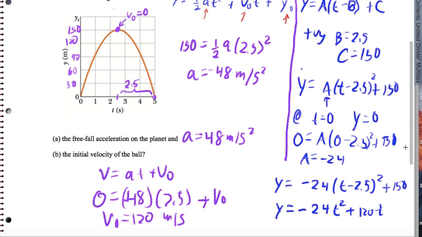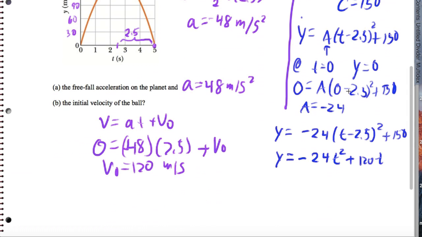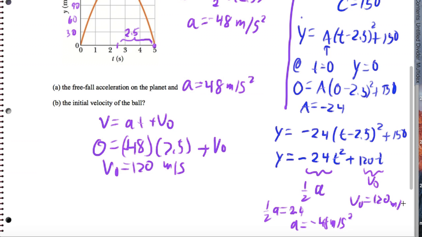Let's go back and take a look at Cam's approach. The negative 24 here is actually 1/2 a. So when we say that 1/2 a is negative 24, we get that a is negative 48 meters per second squared. Similarly, we know that this is v naught from our equation, so v naught is 120 meters per second. Both approaches give us the same answer. So that's number 1 on the free response.